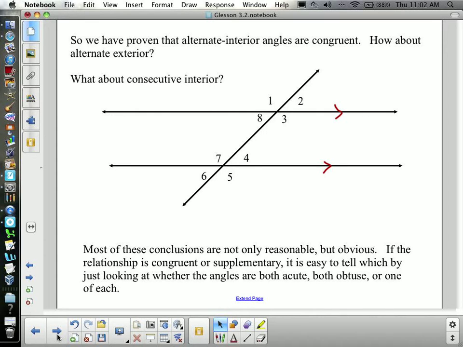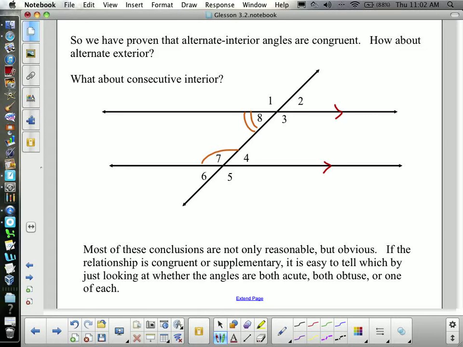What could I conclude about consecutive interior angles? Well, consecutive interior, what's a consecutive interior pair here? Give me one consecutive interior. 8 and 7. Are they going to be congruent? No. Obviously not. One's acute, one's obtuse. So they're not going to be congruent. What are we going to conclude about them? They have to be supplementary. Okay, so consecutive interiors have to be supplementary when parallel lines are crossed by a transversal.